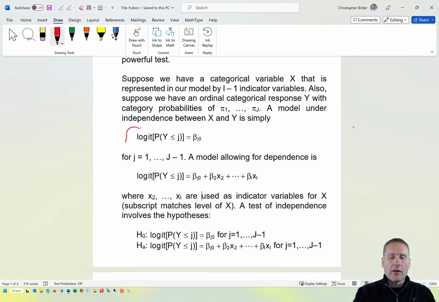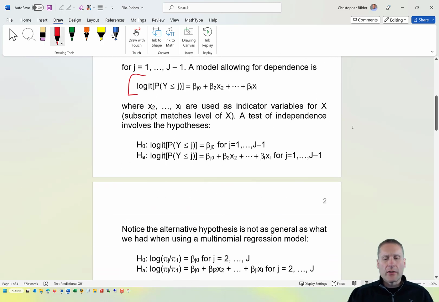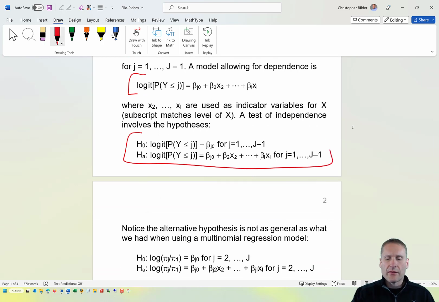So here's the model, what it would look like under the null hypothesis of independence. Notice that there's no X's on the right hand side, so X doesn't have an effect on the response. Then the model under the alternative hypothesis does have X in the model as represented by these corresponding indicator variables. Now we could write our hypotheses like this in terms of the model.